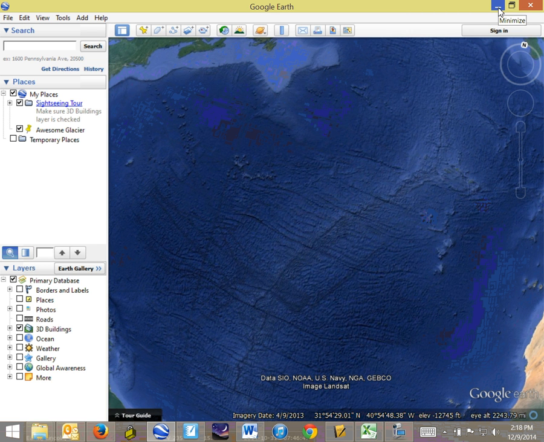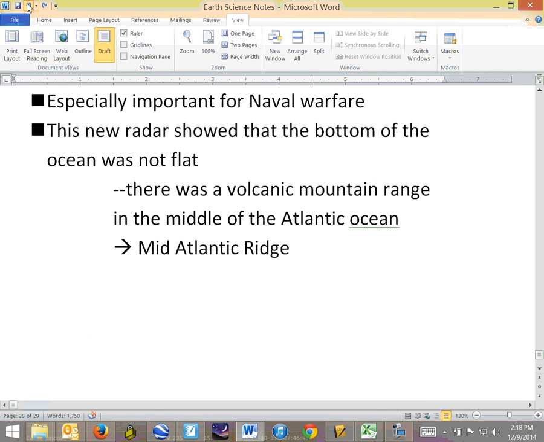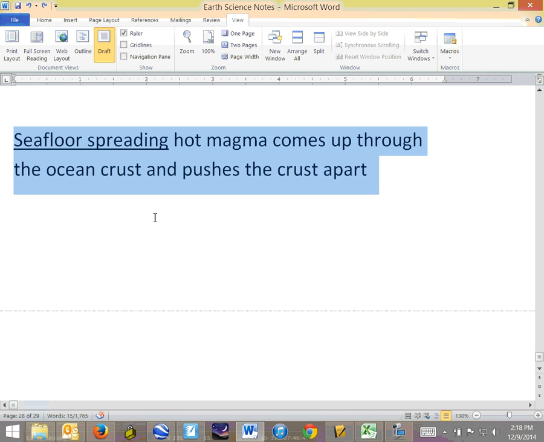So the ocean's not flat. We know this because of sonar, and what is in the ocean is lots of hills and mountains and things like that. And the middle of the ocean has a very particular line of volcanoes called the Mid-Atlantic Ridge. Okay, so once we had this idea, all of a sudden we're like, wait a second, this is why the continents are moving. This guy named Alfred Wegener was actually pretty right about this.